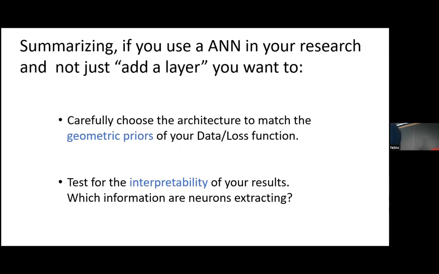So if you want to summarize the few very general pointers that I gave to you in this talk: if you use an artificial neural network or any other model in machine learning, and you don't just want to add a layer, you want to understand what's going on, you have to carefully choose the architecture to match the geometric priors of the data and loss function, which is kind of evident, but how to do it, that's the tricky part. And then maybe, if you are interested, of course, test for interpretability of your results. This can be looking for which are the main frequencies that the network is using, or what the neurons are actually picking up as a signal.